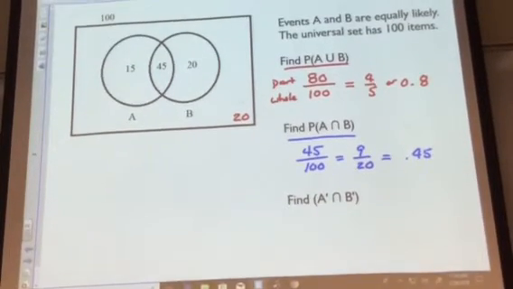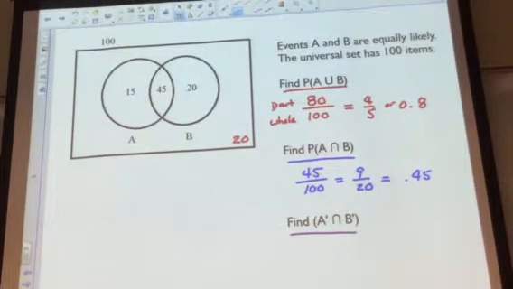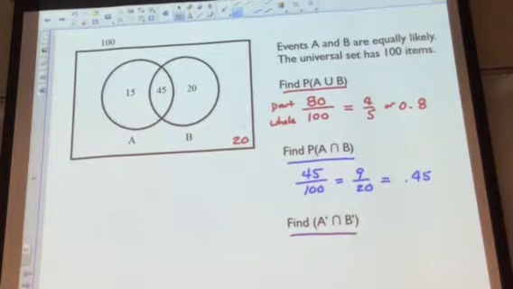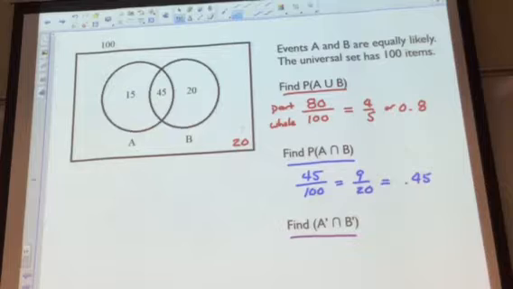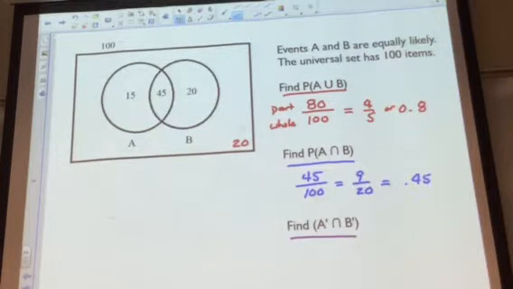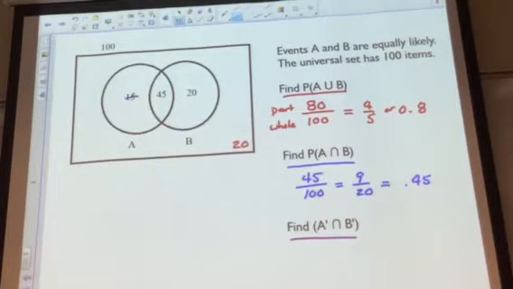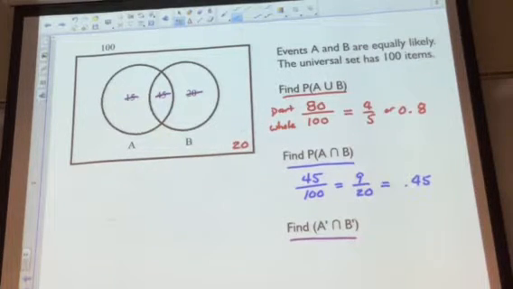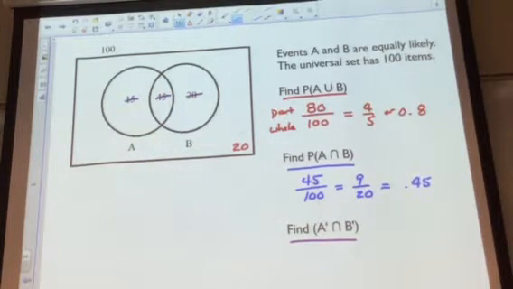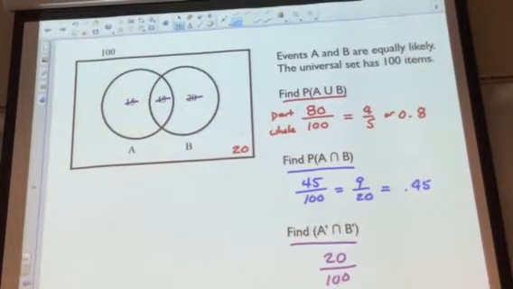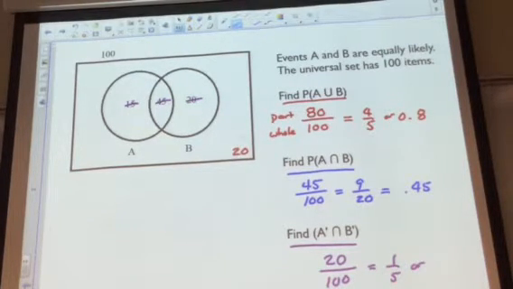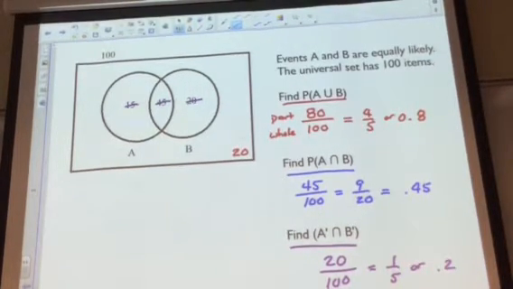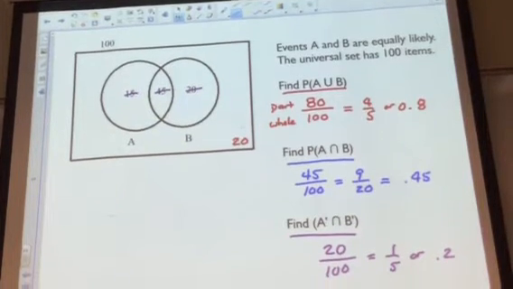And the last one then. Not in A or B. Not in A and not in B. That intersection symbol is an and statement. It's not in A and it's also not in B. So now it can't be 15, 45, or 20. But it has to be that straggler 20 that's on the outside of the circles out of the 100, which as a fraction reduces down to 1/5, or as a decimal value, that gives us a 0.2. And whether you put the extra zeros or not really is irrelevant.